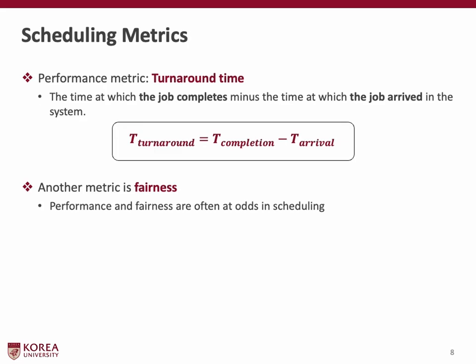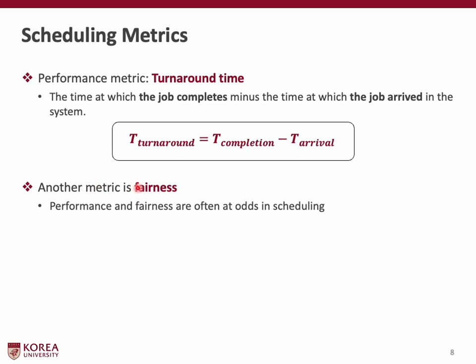To evaluate how good or bad a scheduling policy is, we need some kind of measurement. One important metric is turnaround time. It's defined as the time a job finished minus the time it arrived. We assume all jobs arrive at the same time, and if the arrival time is 0, then the turnaround time is basically equal to the completion time of the job. This is the meaning of turnaround time.